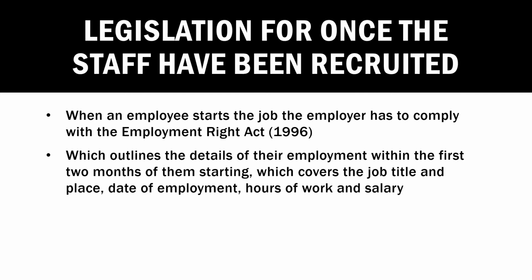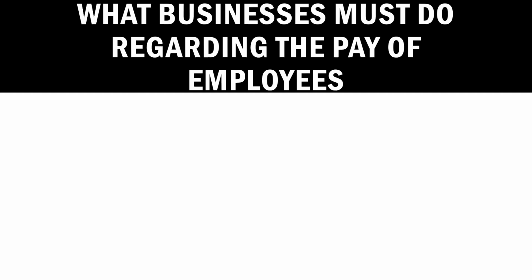Legislation for once the staff has been recruited. When an employee starts the job, the employer has to comply with the Employment Rights Act 1996, which outlines the details of their employment within the first 2 months of them starting. That document will cover their job title, where they're working, the date they're going to start working, the amount of hours they're required to work, and their salary.